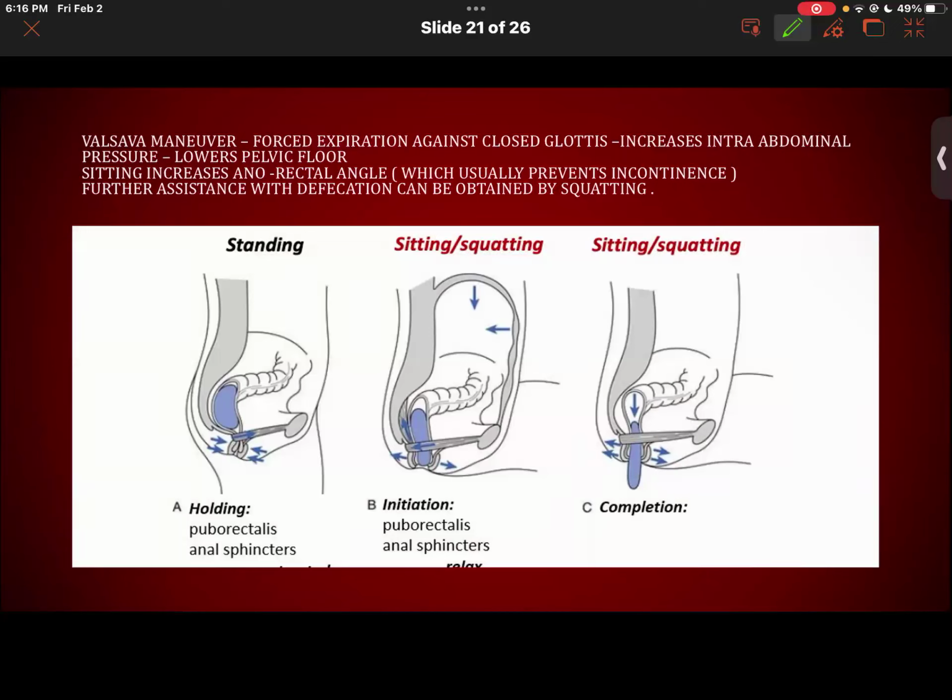it over here. It's basically forced expiration against the closed glottis. I mean expiration, but without expirating. Like you're doing the motion, but you can't actually expire the air. And you're choosing to do so because it increases intra-abdominal pressure and lowers the pelvic floor. Okay. We also have something called the anorectal angle. Okay. And this is basically an angle that's between the anus and the rectum.